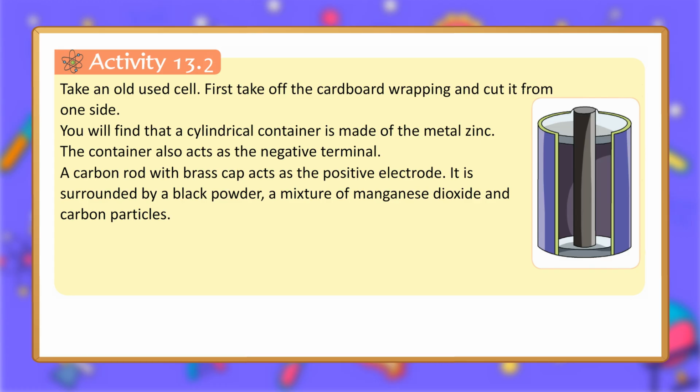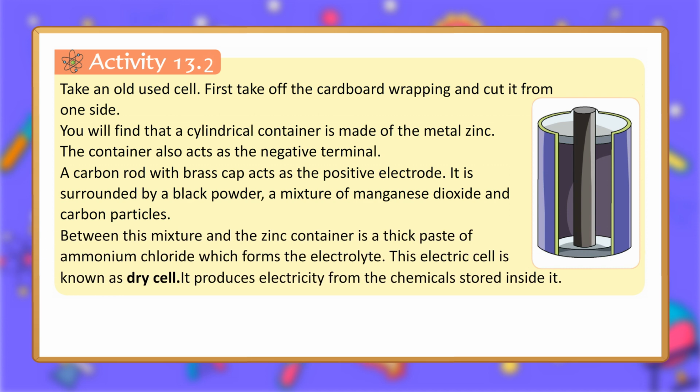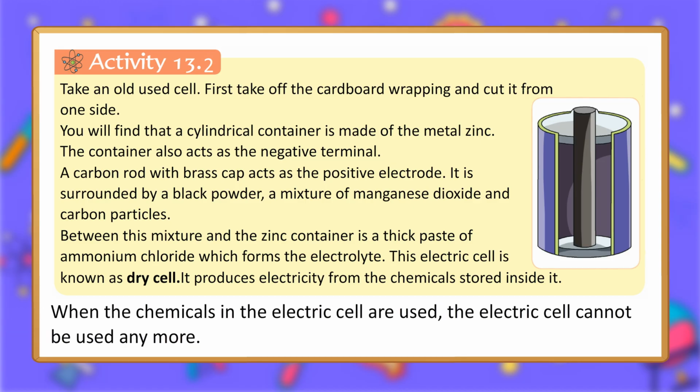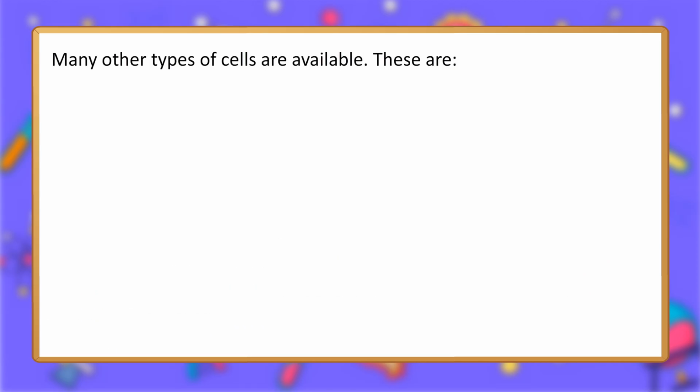It is surrounded by a black powder, a mixture of manganese dioxide and carbon particles. Between this mixture and the zinc container is a thick paste of ammonium chloride which forms the electrolyte. This electric cell is known as dry cell. It produces electricity from the chemicals stored inside it. When the chemicals in the electric cell are used, the electric cell cannot be used anymore. Many other types of cells are available.